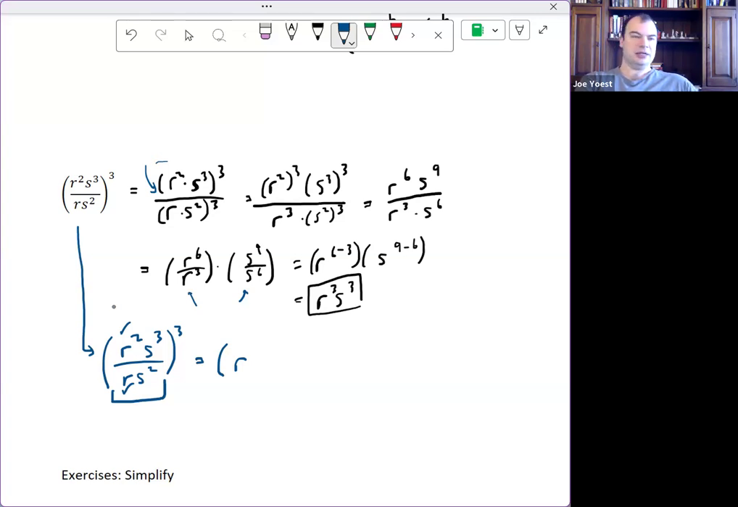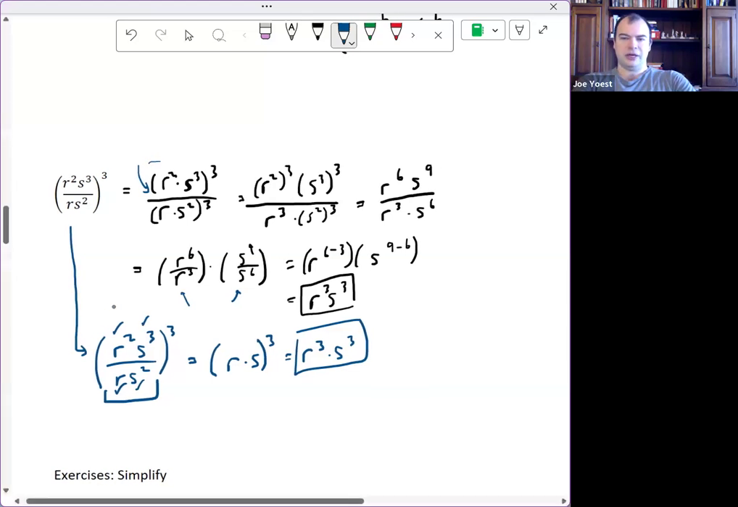And s cubed over s squared, that's s to the 3 minus 2 power, or just s. The inside of my parentheses turns out to just be r times s. That's a heck of a lot simpler than this r squared s cubed over rs squared. And what's r times s all to the third power? That is r cubed times s cubed. That was a heck of a lot quicker, right?